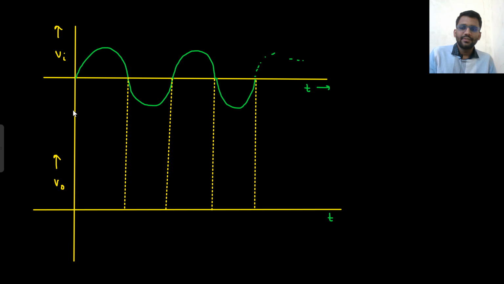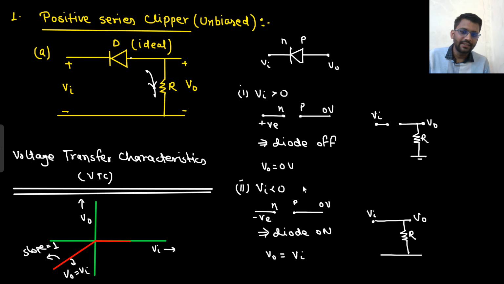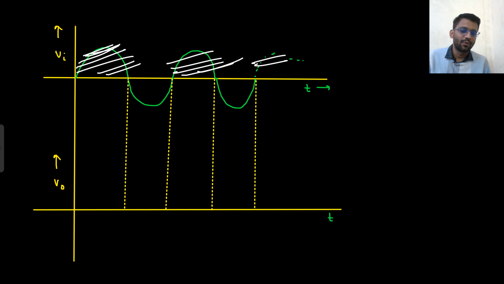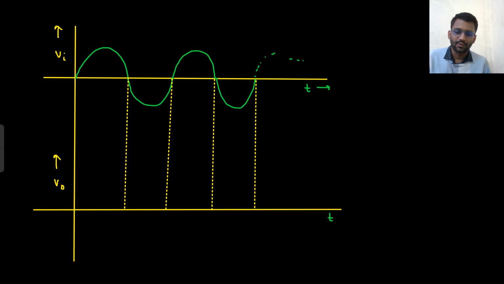Let's understand this with the sinusoid waveform. Let's assume your input is a sinusoid. So how will your output look? When Vin is greater than 0, your output was 0 volt. So here your Vin is greater than 0, here your Vin is greater than 0. So for all this time your output will be 0 volt.